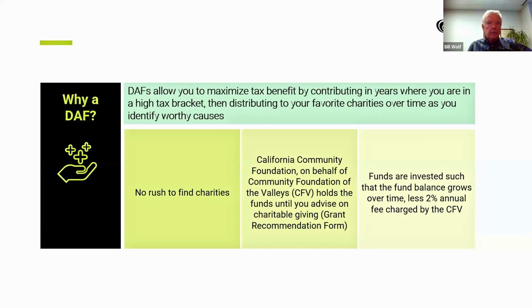And while it sits there to be spent, the funds are invested, and so they're growing. And then the Community Foundation of the Valleys gets a 2% fee, which they share with the California Community Foundation. But that helps pay our expenses, our overhead. So we love advocating this because we can earn that 2% on the funds that are invested in the DAF and help support our operation. So it comes in very handy for us.